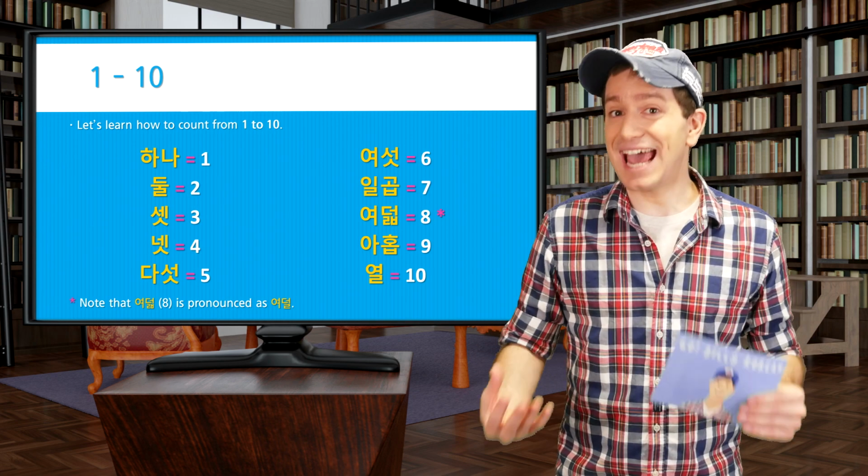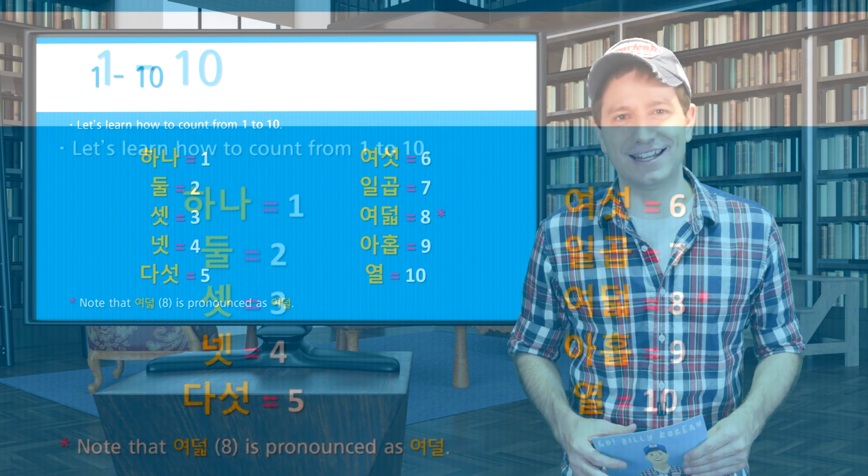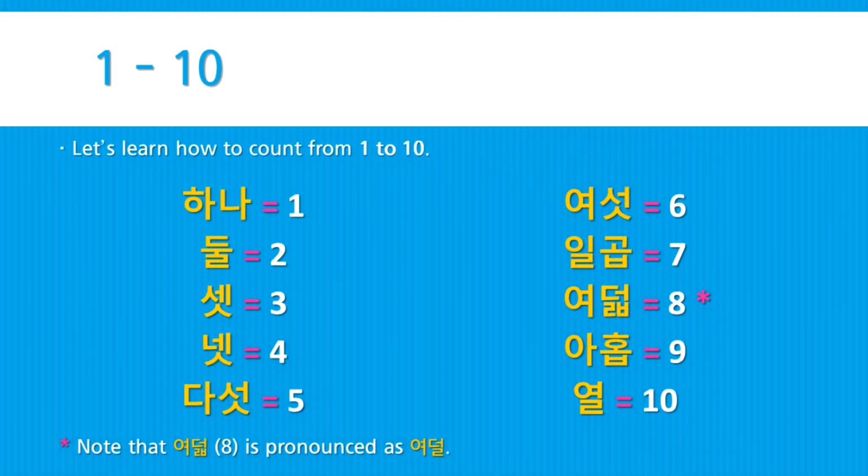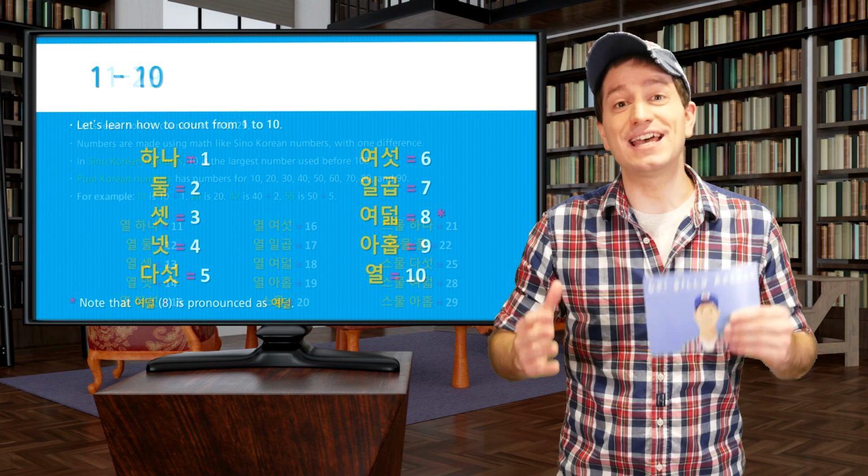Now let's learn how we can count using pure Korean numbers from 1 to 10. Practice along with me. 하나, 둘, 셋, 넷, 다섯, 여섯, 일곱, 여덟, 아홉, 열. Notice that 8 is pronounced as 여덟. So practice those numbers a bit and then let's move on.